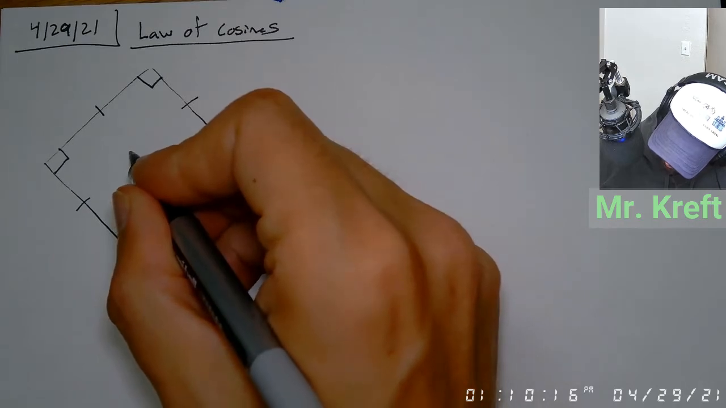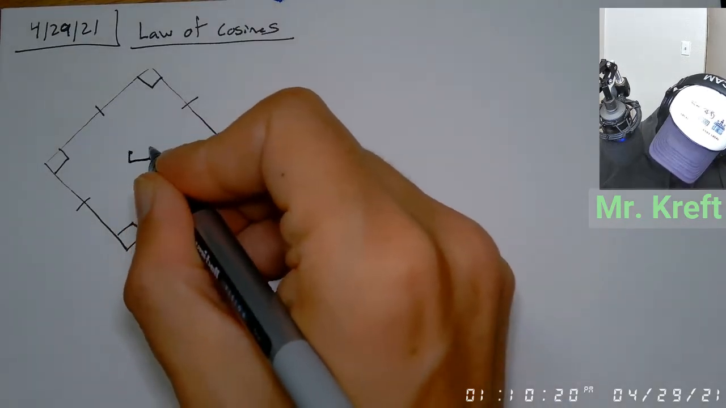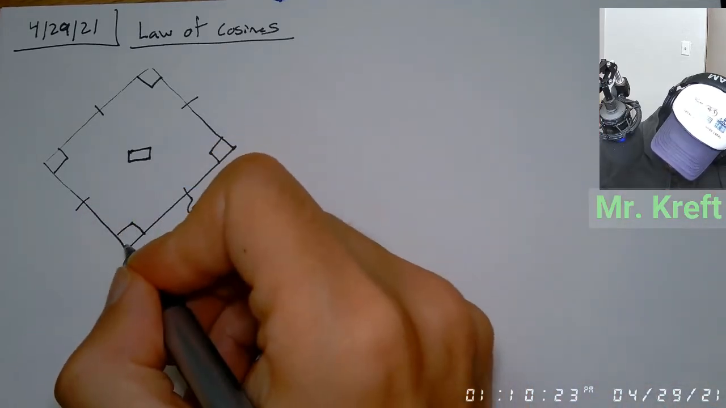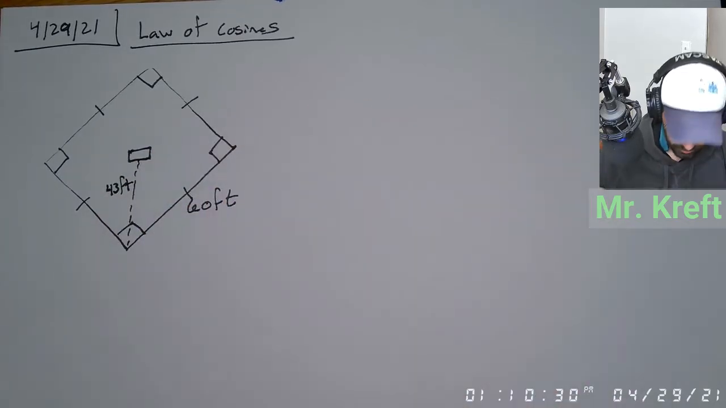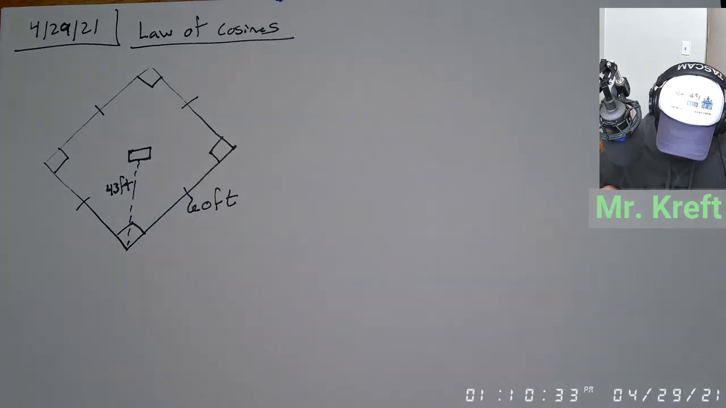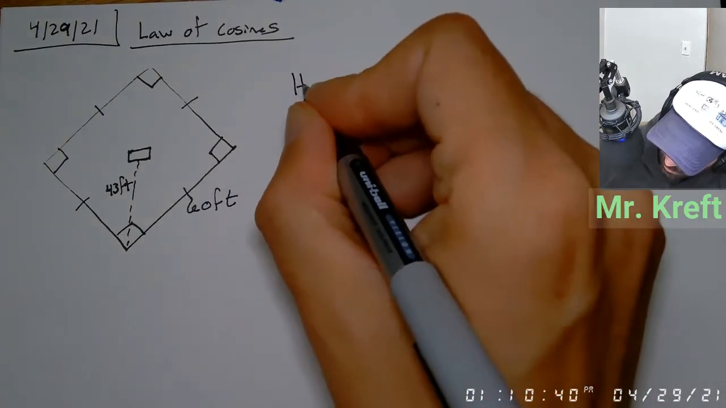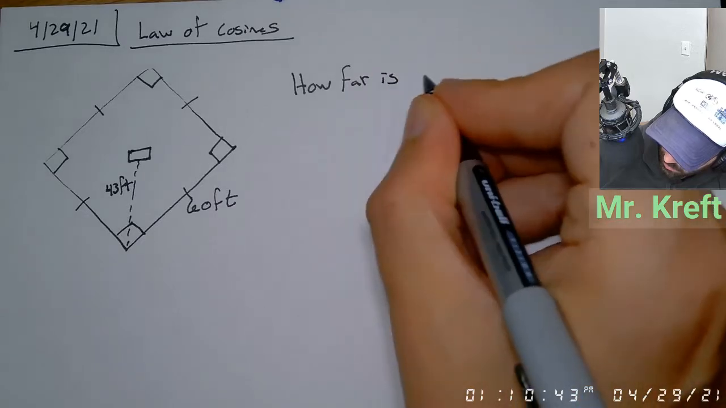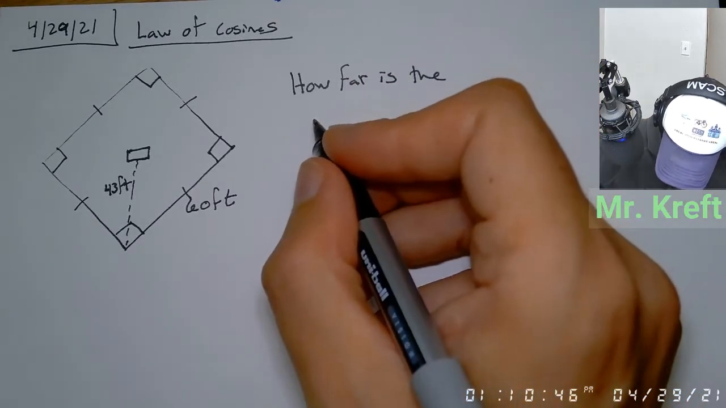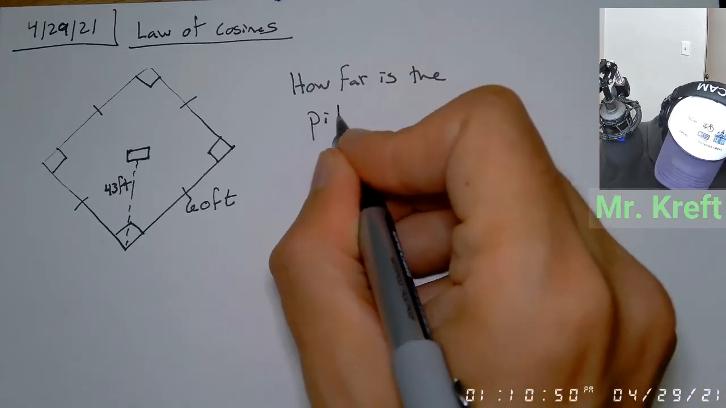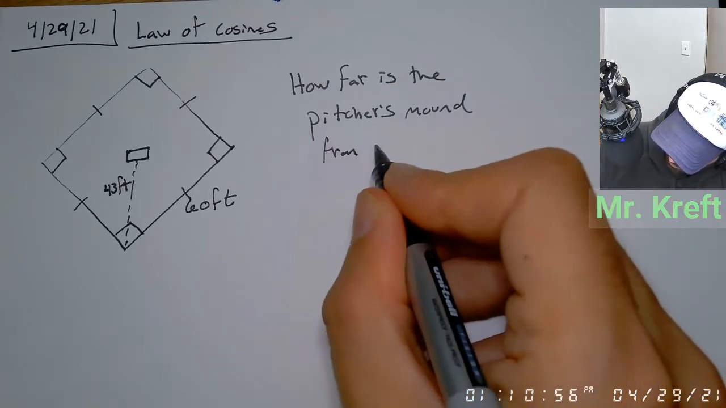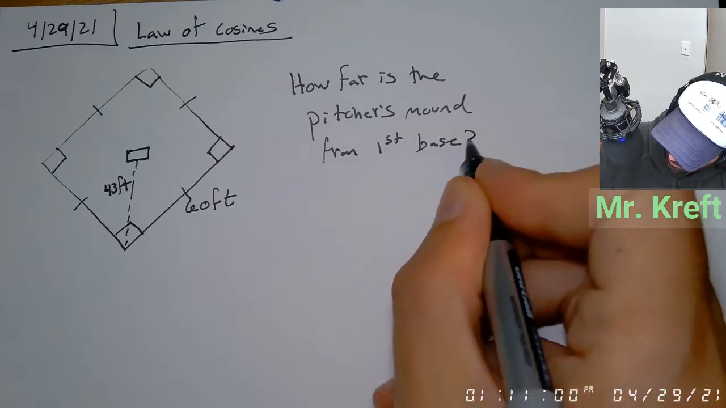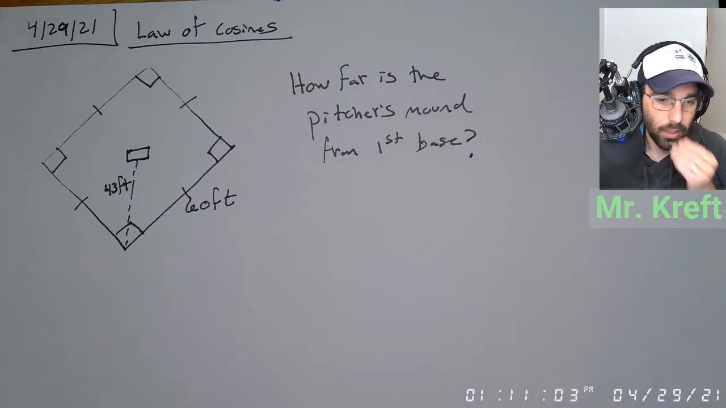And the pitcher's mound is right here. And the pitcher's mound is 43 feet away from home plate. Okay. So the question is going to be: how far is the pitcher's plate? Do they call it the pitcher plate or the pitcher's mound? The pitcher's mound. From first base. Okay, so that's what we're going to answer right here.